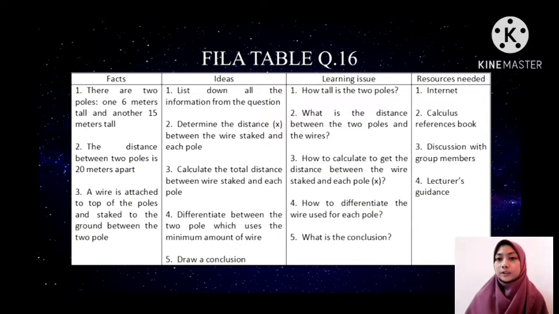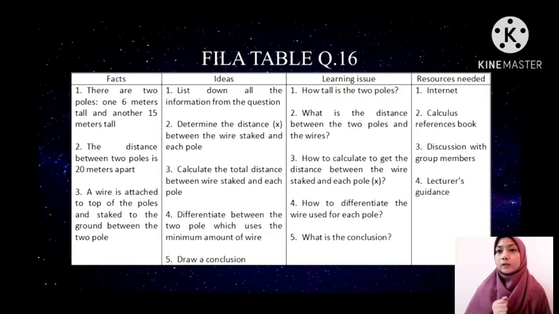Next, for the ideas, the first idea is, we have to list down all of the information from the question. The second idea is, we have to determine the distance between the wire stake and each pole. This means we have to find the value of x. The third one is, we have to calculate the total distance between the wire stake and each pole. To calculate the total distance, we have to find the value of L1 and L2 and add the values. The fourth one is, differentiate between the two poles, which one uses the minimum amount of wire. And the last one is, we have to draw a conclusion.